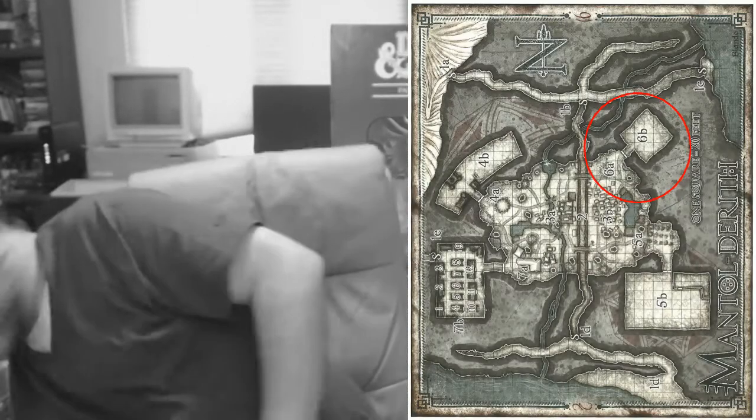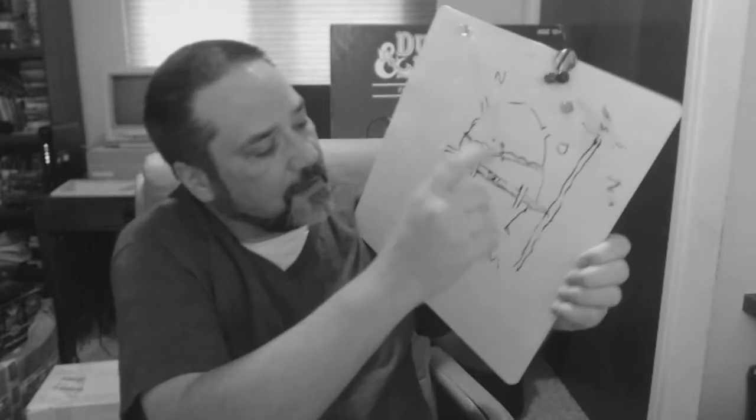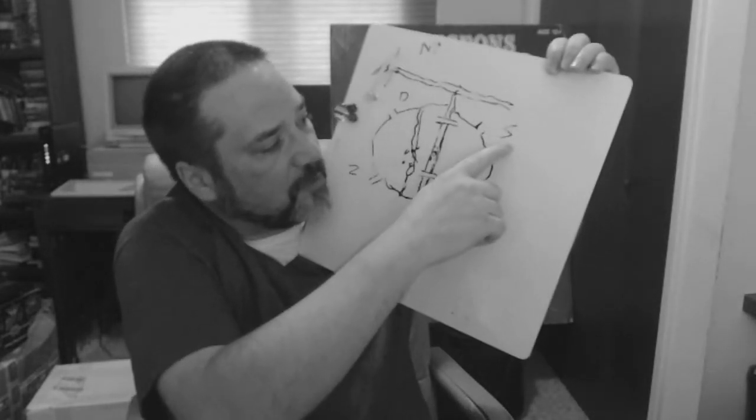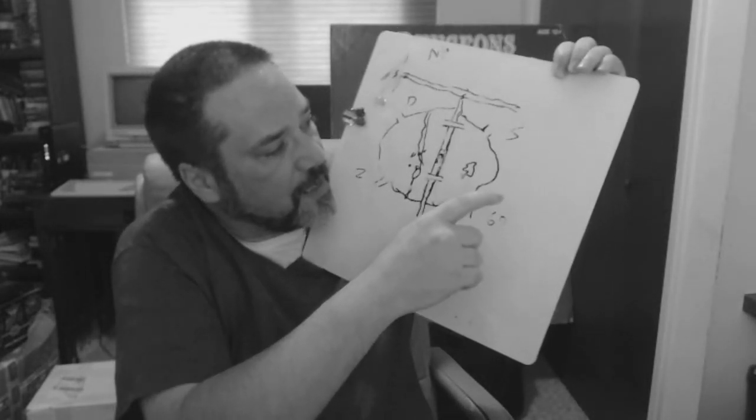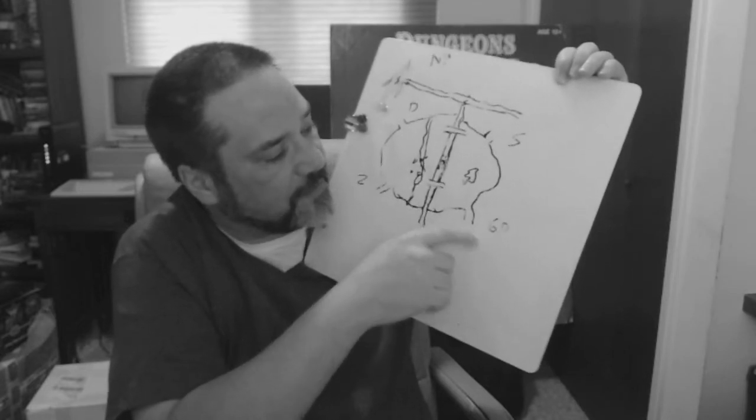Let me grab my handy map here again. So, svirfneblin are northeast. And then the, what is that, southeast, I guess?